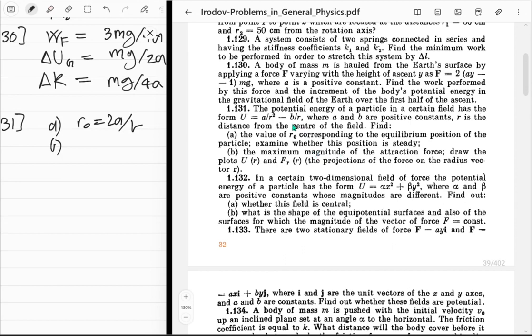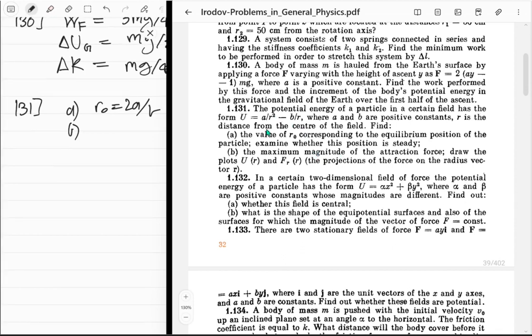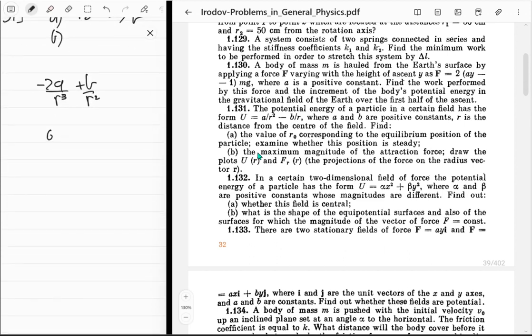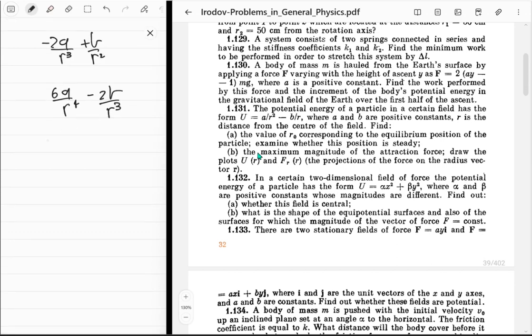And by the way, what's the second derivative of this thing? You have to figure out when the potential energy is at a minimum, right? First of all, just figure out what the second derivative is. The first derivative was negative 2A upon r cubed plus B upon r squared. The second derivative will be 6A upon r to the power 4 minus 2B upon r to the power 3. Taking 2 upon r cubed common, you just get 3A upon r minus B.